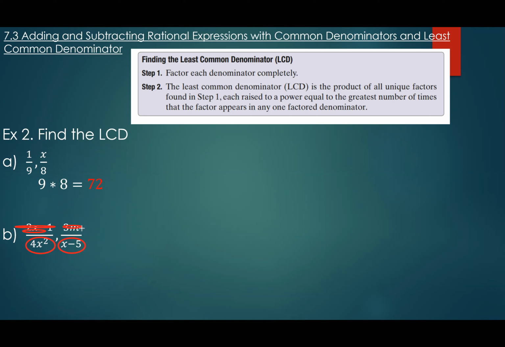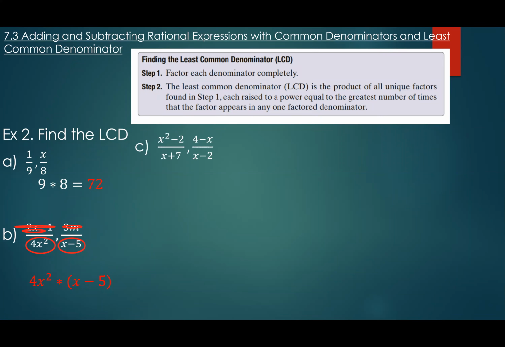Looking at this item here, if they are different like this, to find the LCD, the easiest way is to take the two expressions, 4x squared and x minus 5, and basically put them together. You don't have to multiply them. You don't have to distribute them. You can just identify 4x squared and open parenthesis x minus 5. You don't have to give me 4x to the third minus 20x squared. You don't have to distribute this. All you do is take the two denominators and put them together. That's it, ladies and gentlemen.